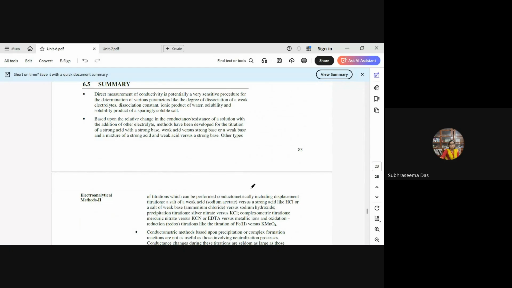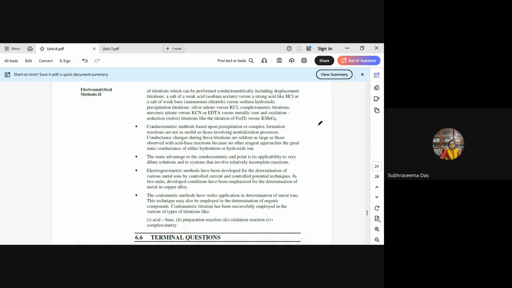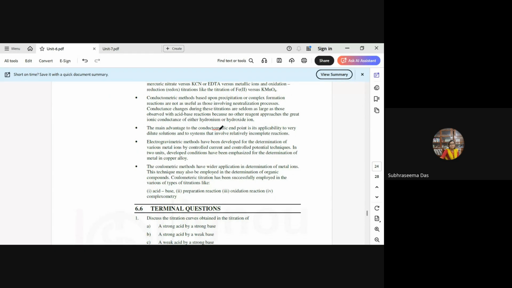So, in summary, we have seen that direct measurement of conductivity is potentially a very sensitive procedure for the determination of different parameters based upon the relative change in the conductance or resistance of a solution with the addition of other electrolyte. Other methods have been developed for the titration of different types of mixed acid bases and their mixtures. Conductometric methods based upon precipitation or complex formation reactions are not as useful as those involving neutralization processes. The main advantage of the conductometric endpoint is its applicability to very dilute solutions and to solutions that involve relatively incomplete reactions.